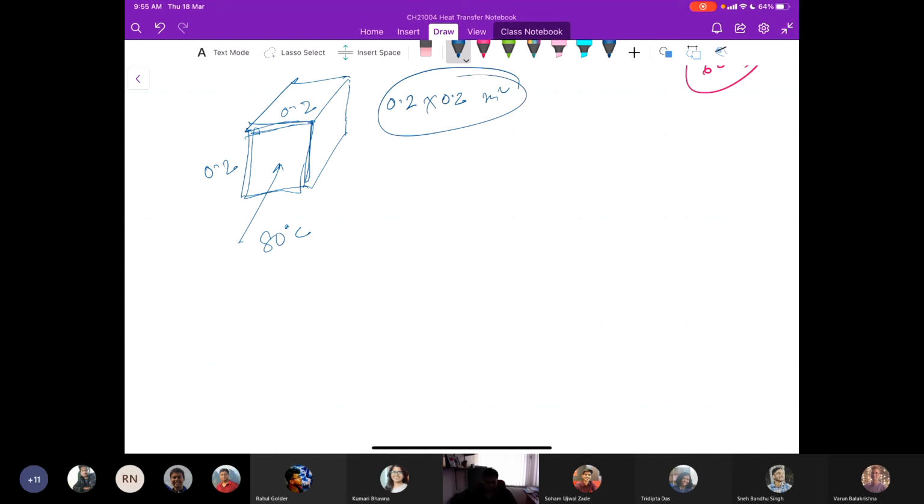Okay, so the air is flowing at a rate of 15.15 meter cube per second. This surface, say, it is isothermal and is at 60 degrees centigrade. What is the exit temperature of the flow and the rate of heat loss?